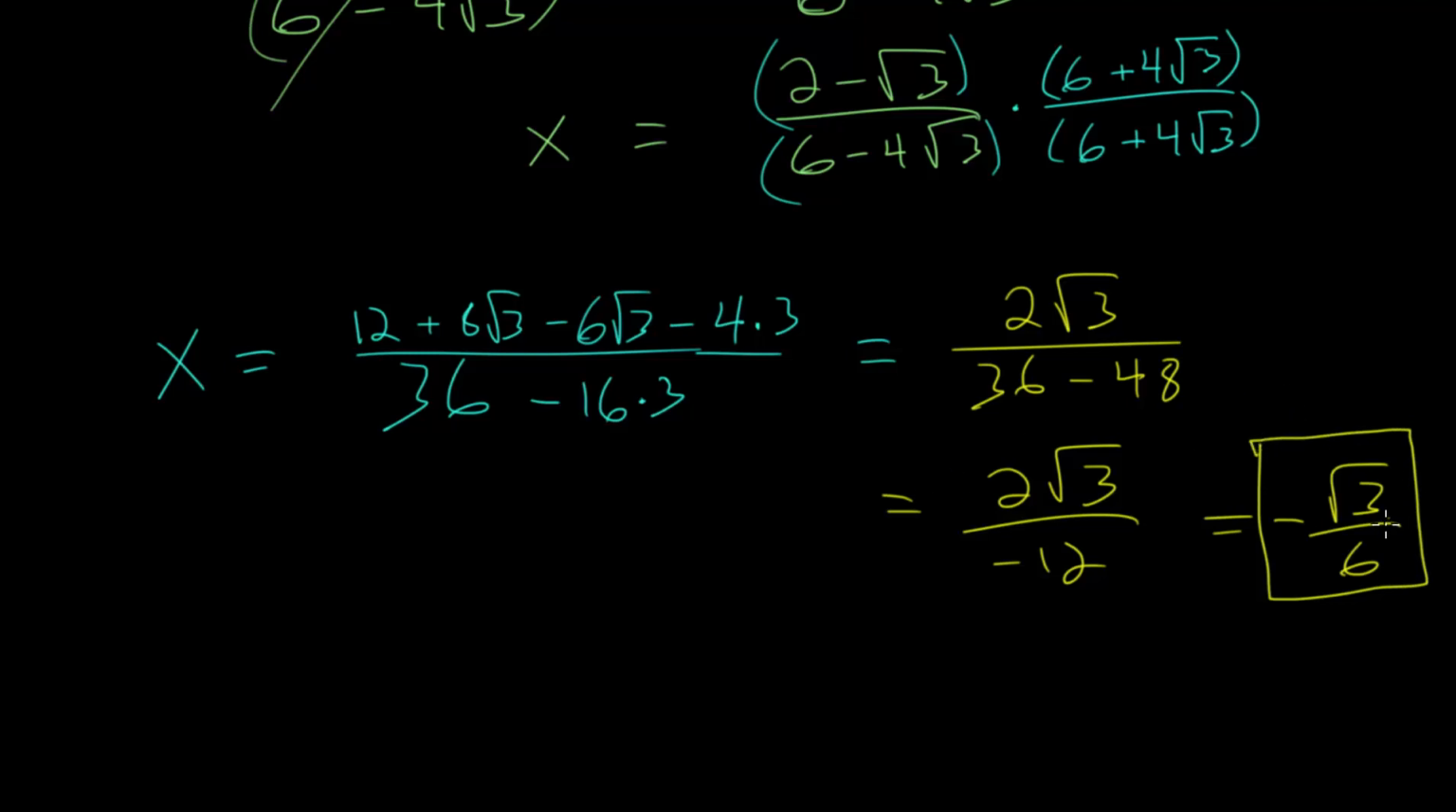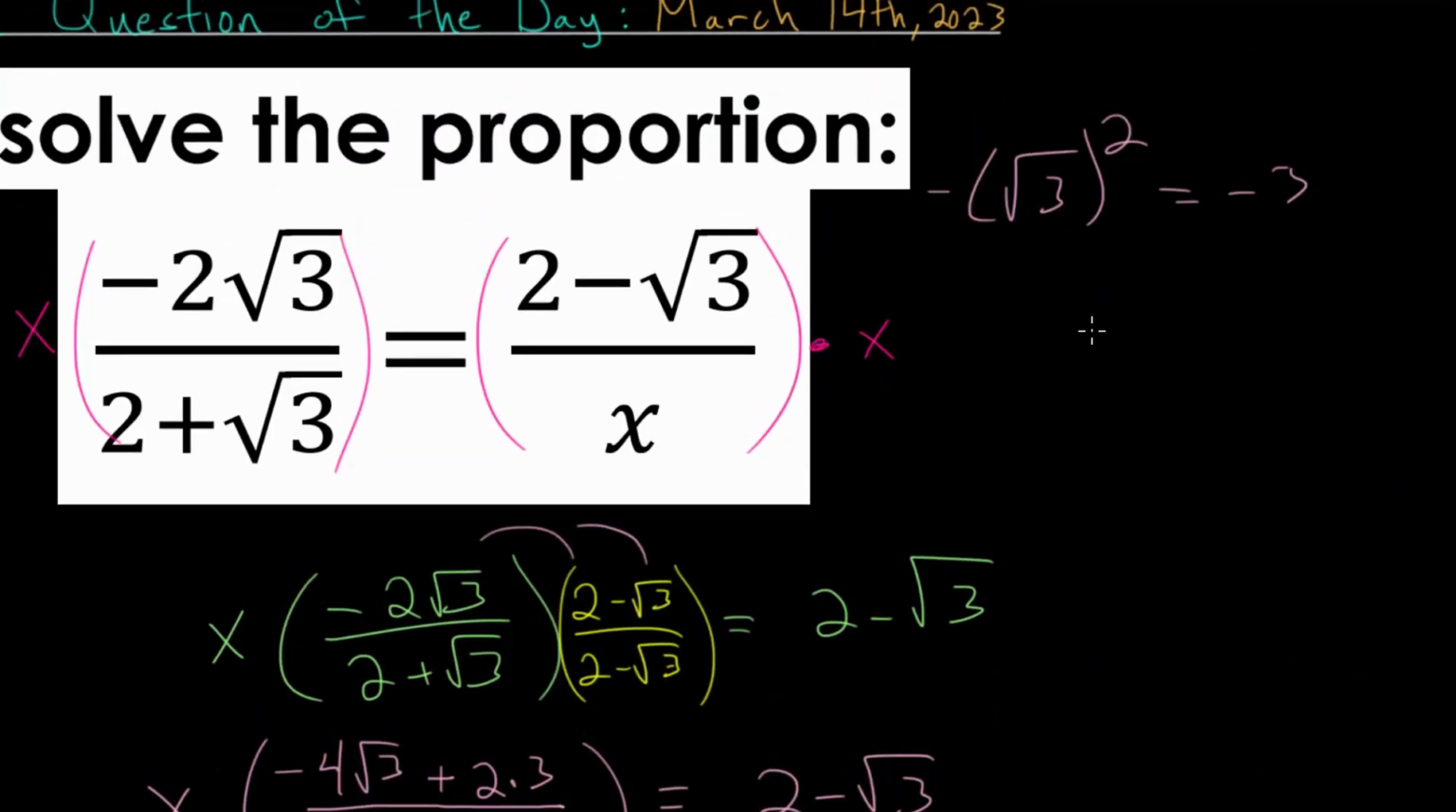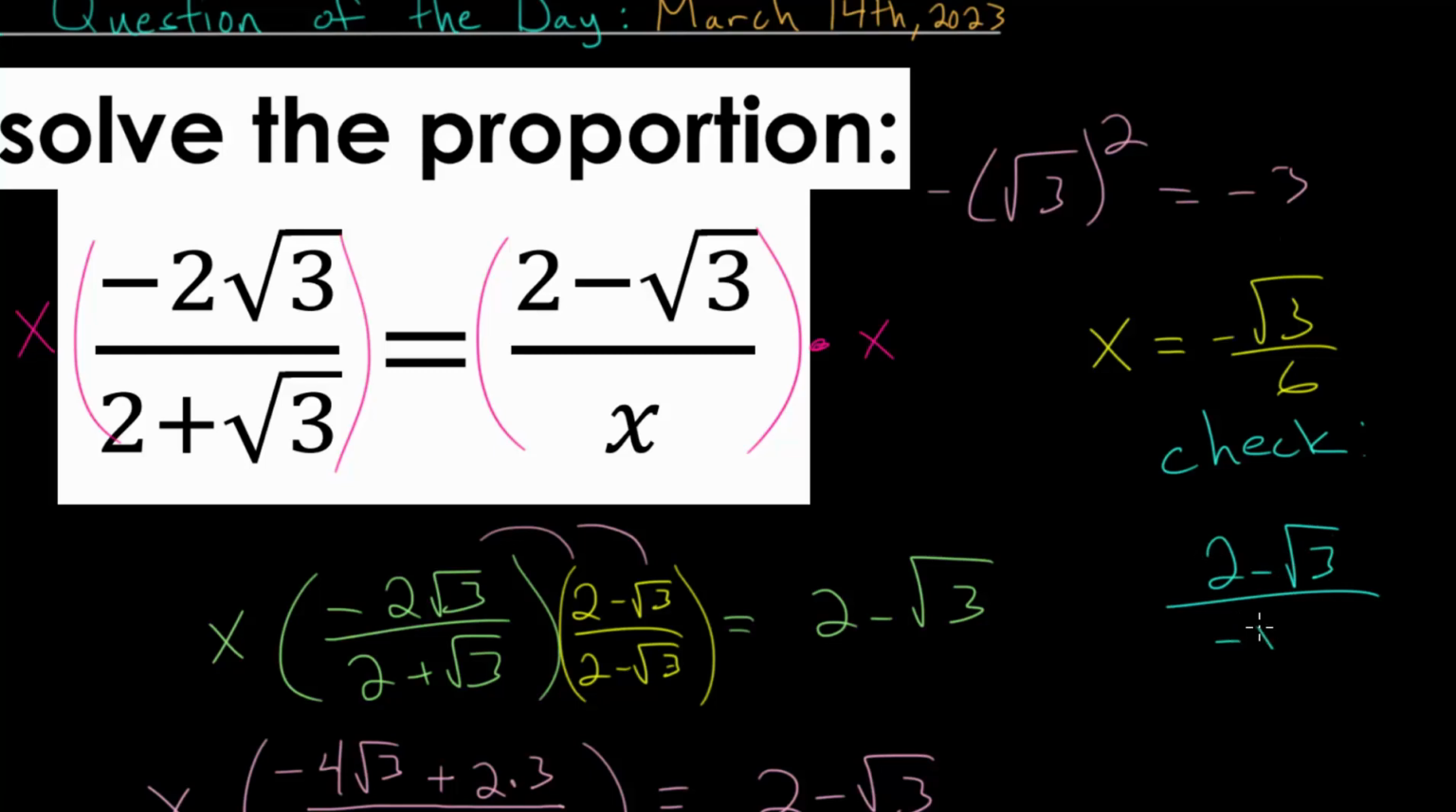To actually feel confident and know for certain this is the answer, we have to check this. So we think x is minus root 3 over 6, but let's actually check our work here. And it will be a bit tedious since we need to plug x into this equation and see if everything simplifies. But let's just plug it into this right-hand side and see if it simplifies to that left-hand side. So we have 2 minus root 3 all divided by minus root 3 over 6.